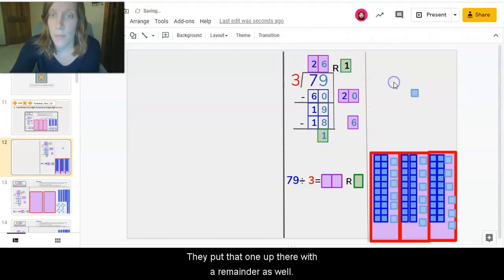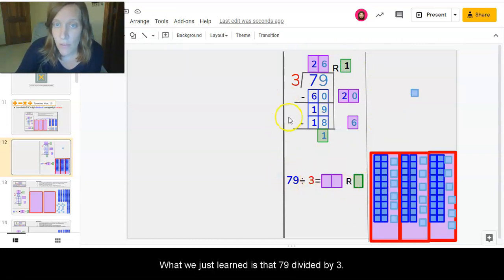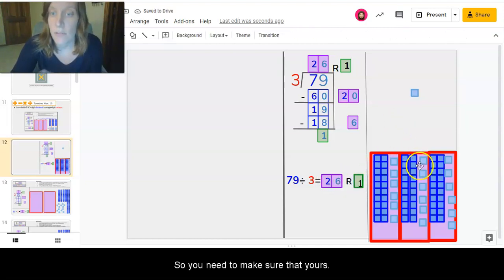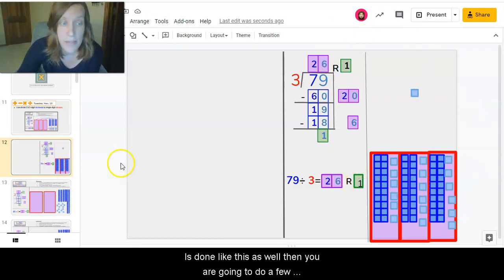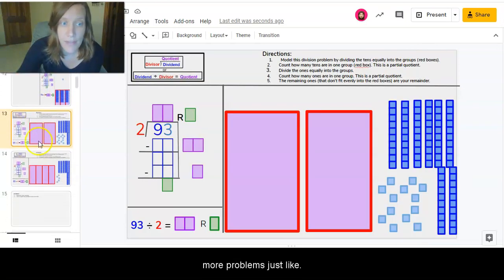So we put that 1 up there with the remainder as well. That same thing can be written right here. What we just learned is that 79 divided by 3 is 26 with a remainder of 1. So you need to make sure that yours is done like this as well. Then you are going to do a few more problems just like this.